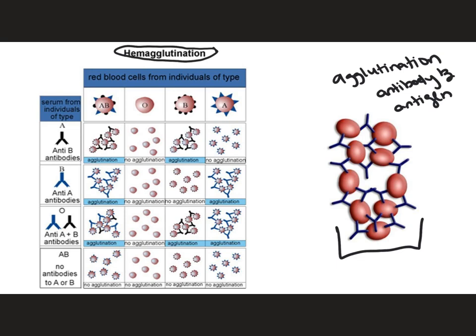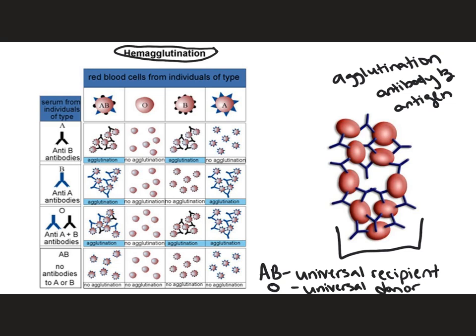So that leads us to the idea that AB then is the universal recipient. You may have heard this term before. And what that means is that they can receive any type of blood because they lack the antibodies to have a reaction. So they can receive AB, O, B, and A. And type O would then be the universal donor.